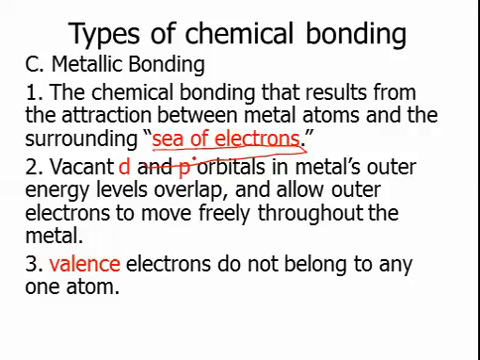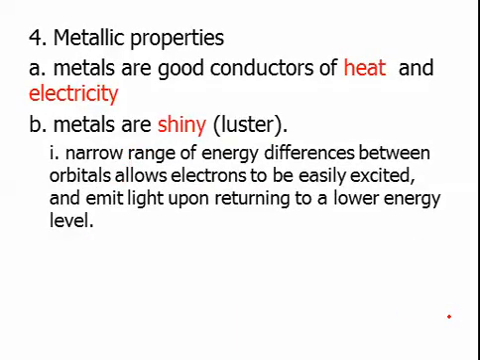Basically in metals, there's a lot of vacant d and p orbitals in their outer energy levels, and those are overlapping. And so what happens is the electrons can move freely throughout the metal. And the valence electrons don't really belong to any one atom. And because of that, we get what we think of as the characteristic metallic properties. So metals are good conductors of heat and electricity, especially for electricity. Electricity is really just the movement of electrons. So if these electrons are free to move around, that's why metals are such good conductors of electricity.